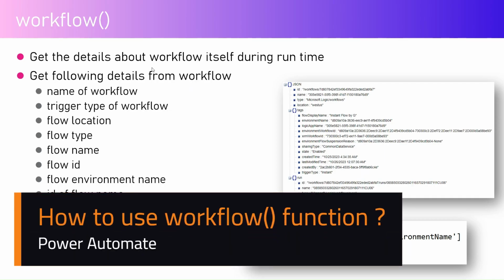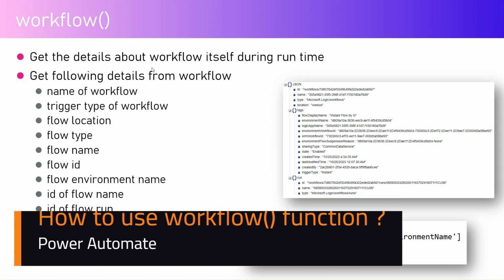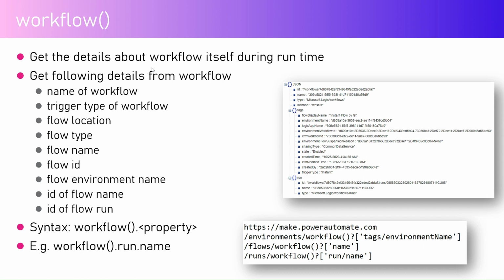In this video, I'm going to talk about a function named workflow within Microsoft Power Automate. The workflow function is used to get the details about the workflow itself running during the runtime. What parameters we can extract from the workflow function is listed over here.